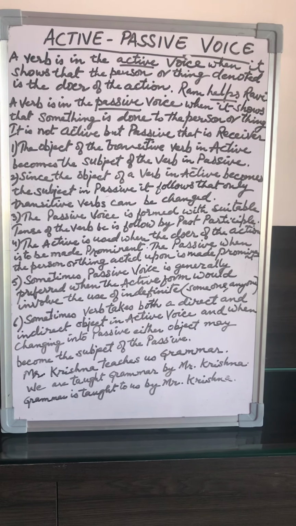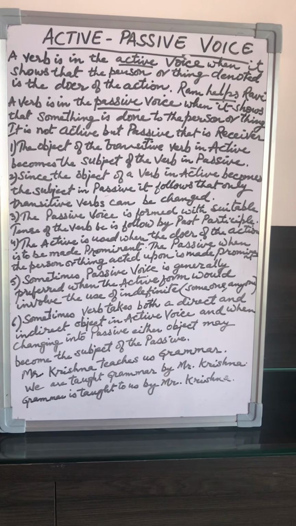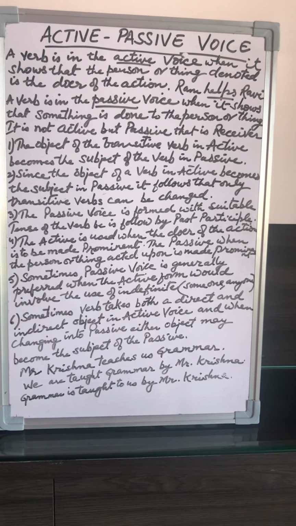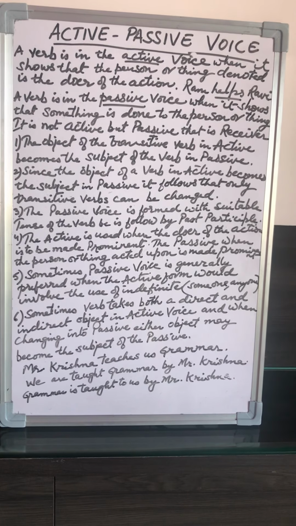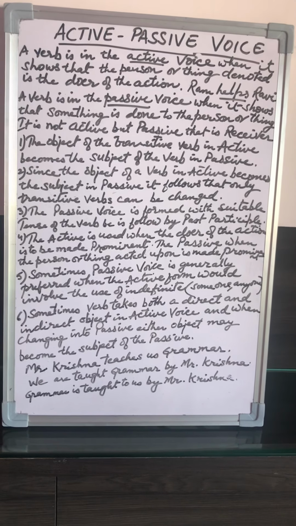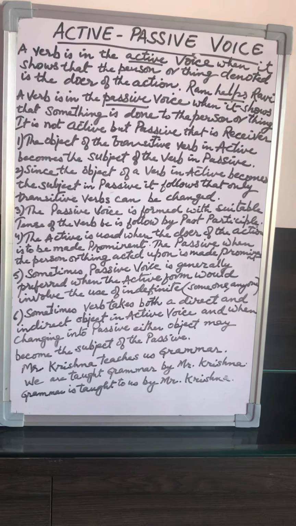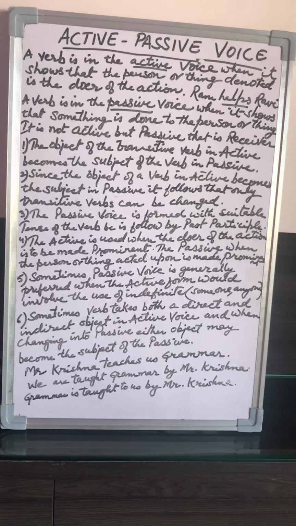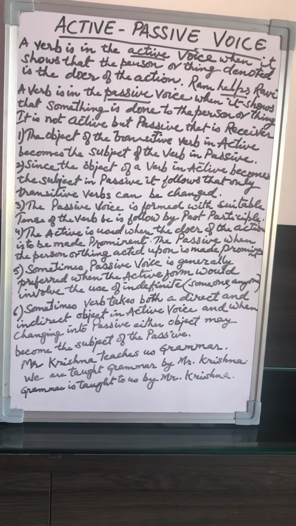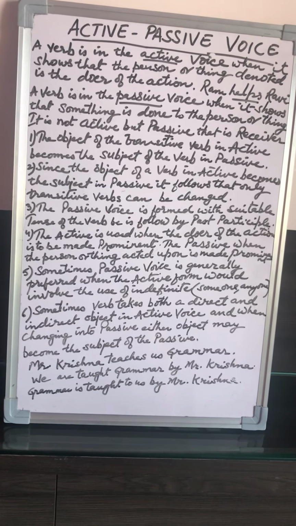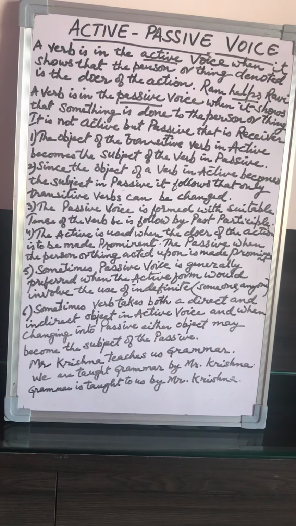Thus, in sentence 1, the object of helps in the active voice becomes the subject of helped in the passive voice. Since the object of a verb in the active voice becomes the subject of the passive form, it follows that only transitive verbs can be changed into passive voice because an intransitive verb has no object. The passive voice is formed with a suitable tense of the verb be followed by the past participle.